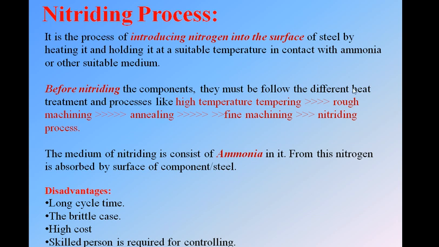that component must go through all these processes. First it will have the high temperature tempering, then we will do its rough machining, then it will have its annealing process, then we will do the fine machining. After that we can have the nitriding process. This means the whole process will take time, and with the time it will take cost. So the nitriding process is a costly process.